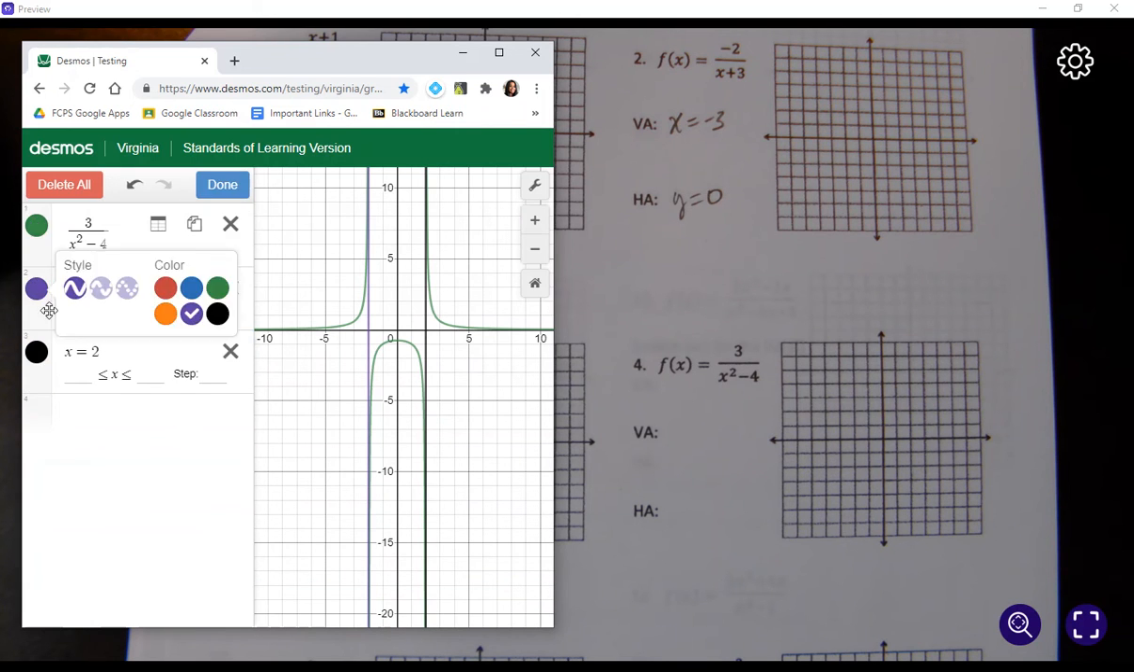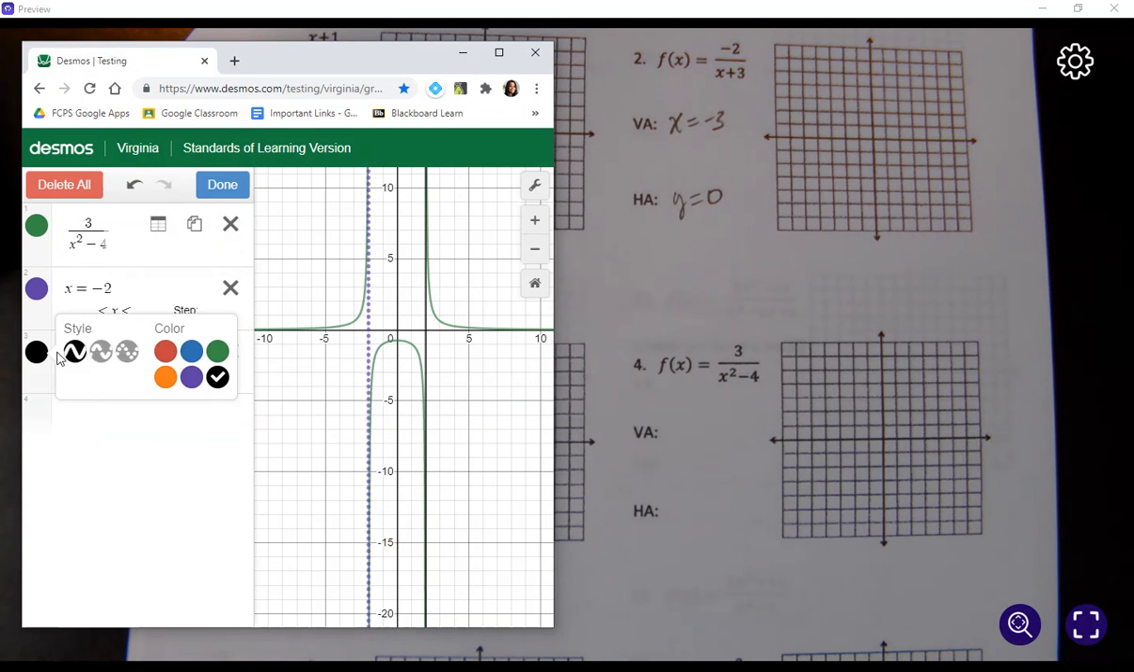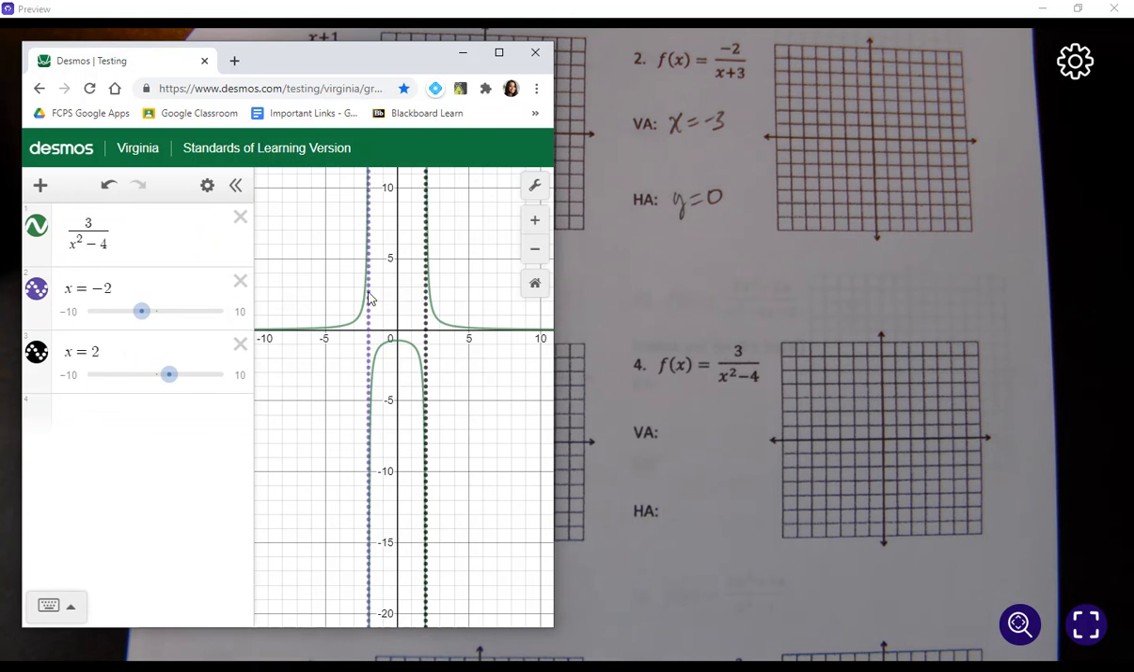And we can make it look nice. I can change it into a dotted line. Okay, so there are your asymptotes.